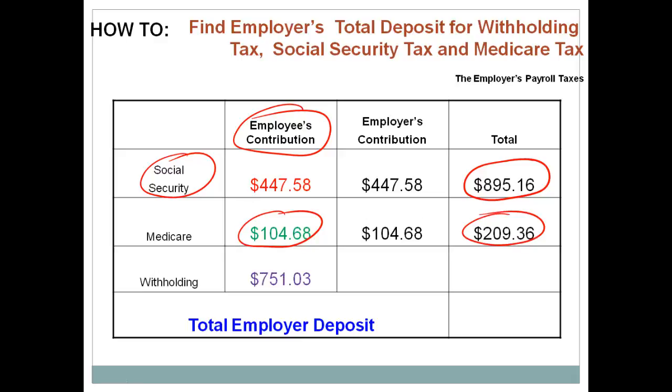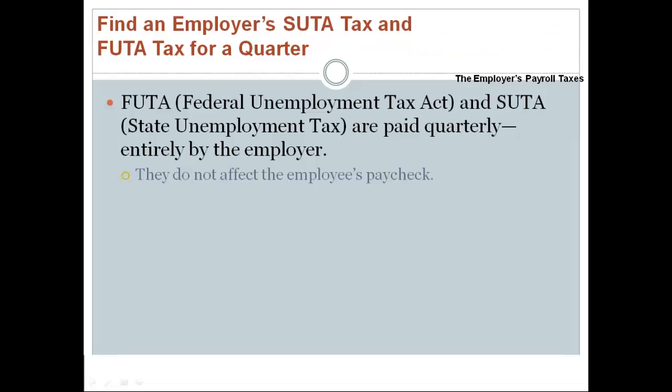Withholding, they withheld $751.03. They are not going to match that. The employer does not have to pay anything toward that. That came out of the money you earned, your income tax. But they do have to send it into the government. So what they actually have to send in, in this example, was $1,855.55. Now the last thing is unemployment tax.